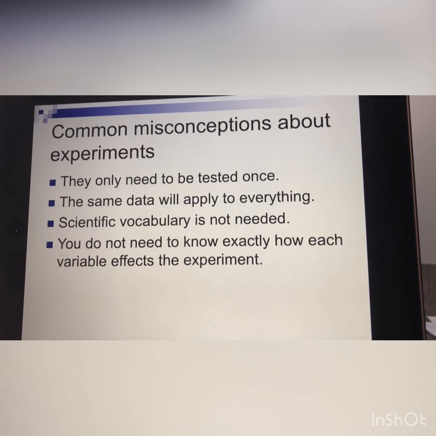And last but not least on misconceptions is, you don't need to know exactly how each variable affects the experiment. That is 100% wrong. And we're going to explore today what each variable does so that we don't make these four common mistakes that people make whenever they're doing an experiment.